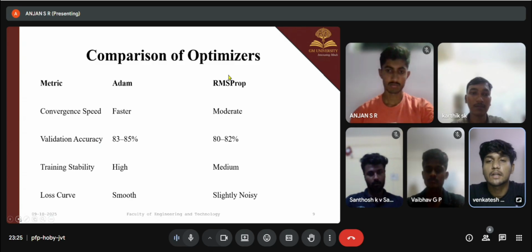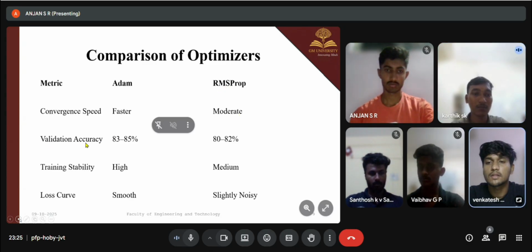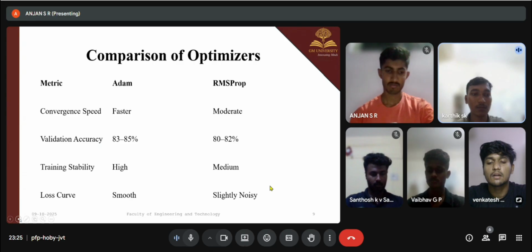Here is the comparison of optimizers in our project. Here is a matrix for Adam and RMSprop. Average speed is faster for Adam and moderate for RMSprop. Validation accuracy is 83% to 85% for Adam, and the opposite is 80% to 82%. Training stability is high and medium, and the loss curve is smooth and slightly noisy. Root mean square is the measure of the average magnitude of a set of values. Next slide.